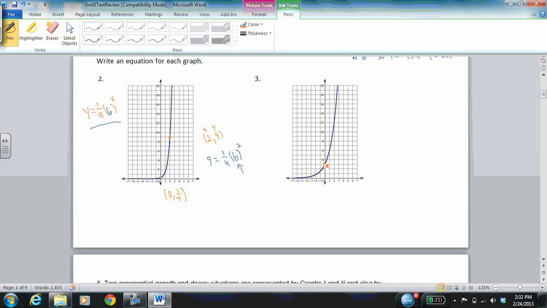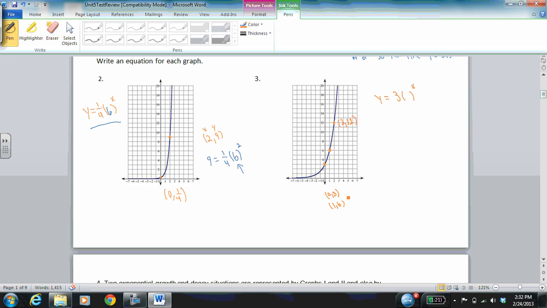So starting value is 1, 2, 3. So I know that point 0, 3. So that tells me it's going to be y equals 3 times some common ratio to the power of x. So let's find another nice point, 1, 6. And then how about right there, 2, 12.